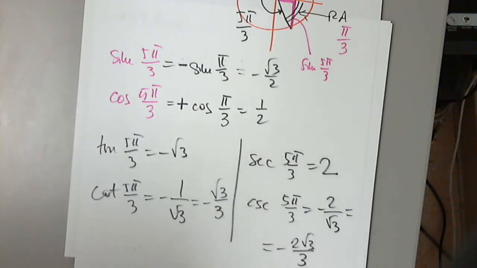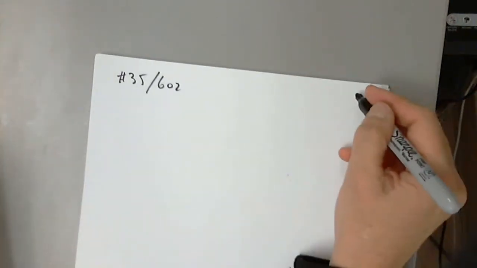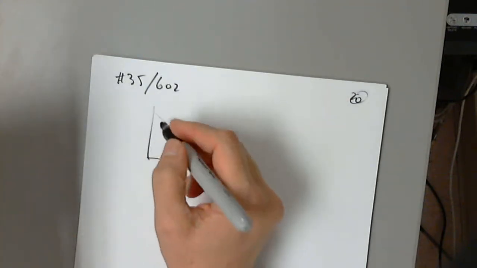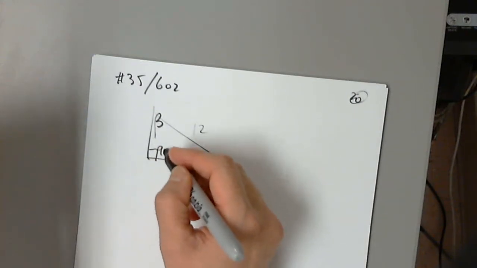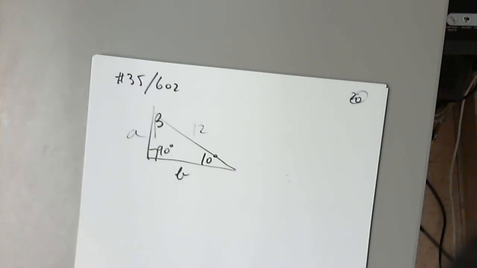So in 35, we are given a right triangle, and we're asked to find the sides of the triangle and an angle. So we are given beta at the top, 10 degrees, 90 degrees, A and B, and 12. For the following exercise, use a calculator to find the length of each side to 4 decimal places.